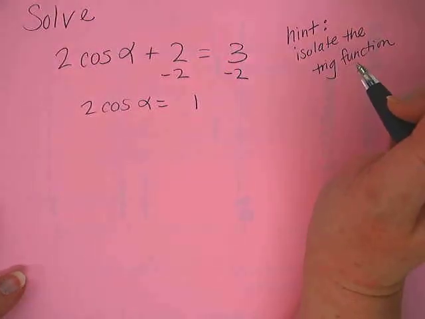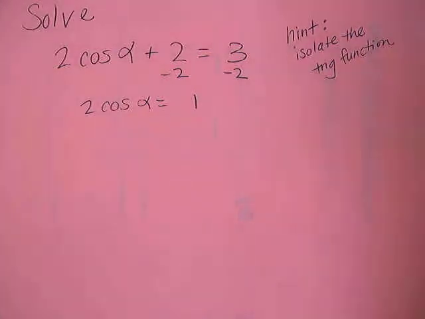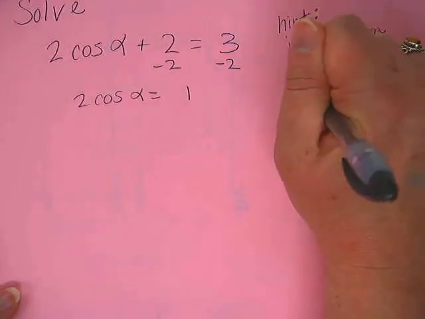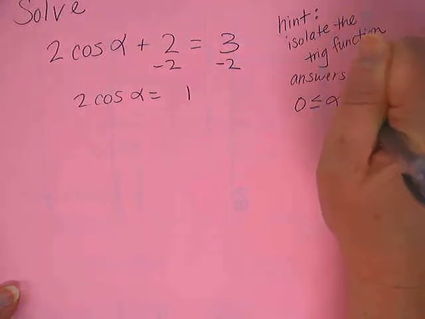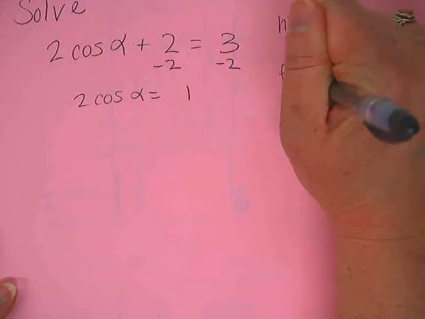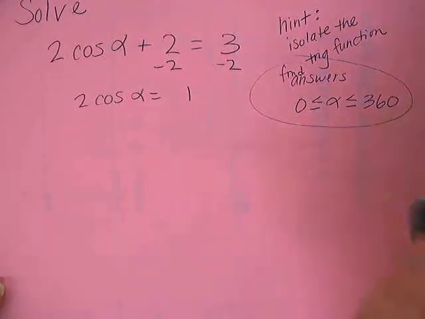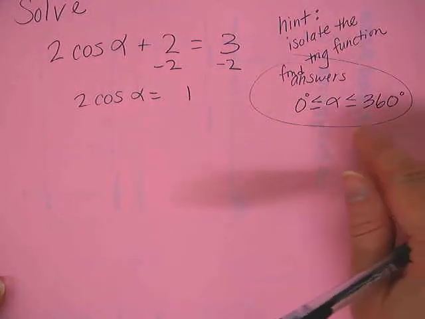Oh, I didn't say, did I? I do have a note written here. Do you remember how earlier we talked about we could do infinite answers or we could do answers in a range? Okay, I want your answers from 0 to 360. So what does that interval tell you? That I want your answer in degrees.